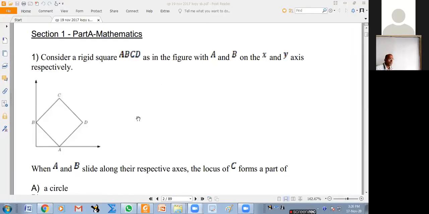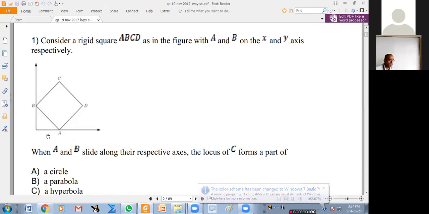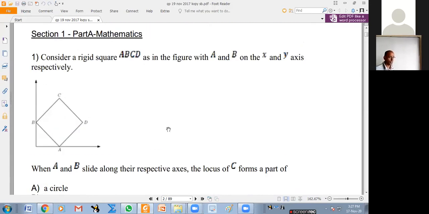All right. Okay, so this is the first question based on the locus. They said there is a square, rigid, which means the lengths are all fixed and you cannot change the angles, and always A is on the x-axis and B is always on the y-axis, and A, B, C are in clockwise order specifically. What is the locus of C? I think C or D will give the same locus. We have to find only the shape, not even the equation as such. What is the shape?